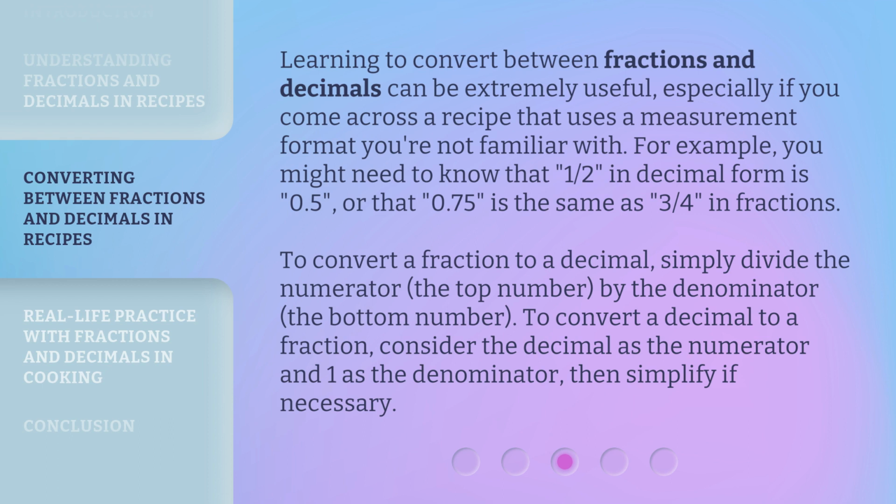To convert a fraction to a decimal, simply divide the numerator, the top number, by the denominator, the bottom number. To convert a decimal to a fraction, consider the decimal as the numerator and 1 as the denominator, then simplify if necessary.